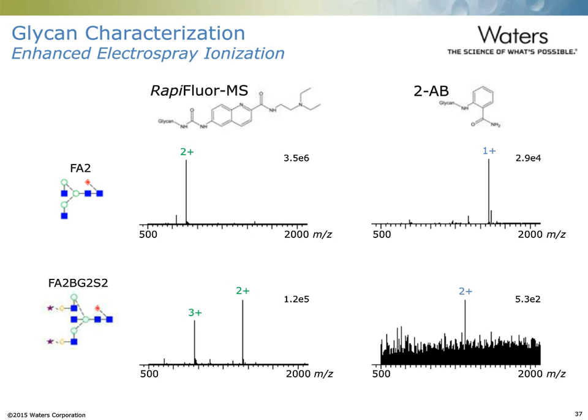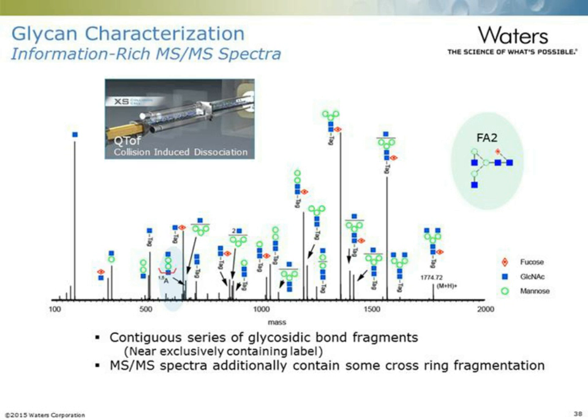Interestingly, collision-induced dissociation, CID, of the doubly and triply protonated RapiFluor-MS-labeled glycans shows similar fragmentation pathways as those previously reported for 2-AB-labeled glycans. For instance, high-intensity B and Y ions from glycosidic bond cleavages have been predominantly observed along with low-intensity cross-ring fragments. However, unlike 2-AB-labeled glycans, RapiFluor-MS-labeled glycans readily produce high signal-to-noise MS/MS spectra from relatively low analyte quantities.